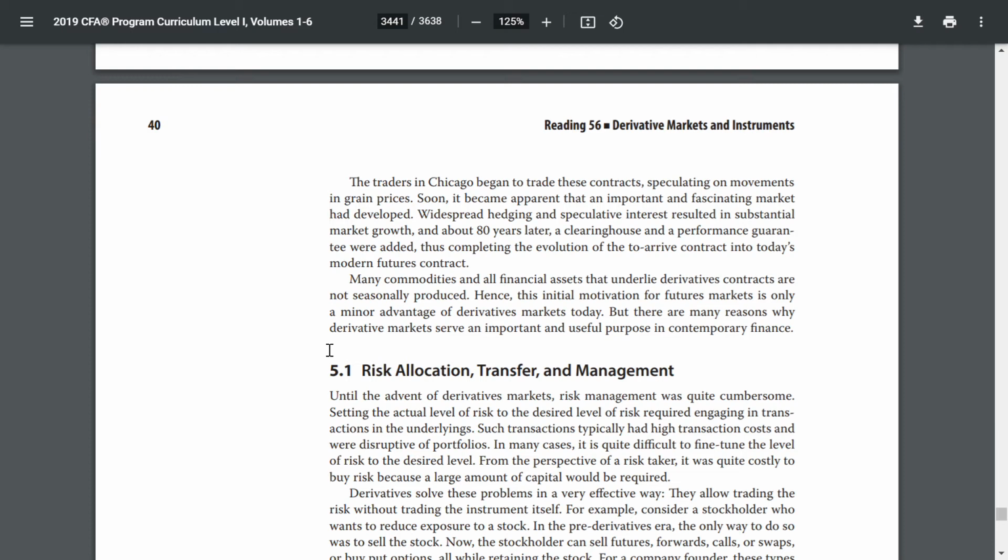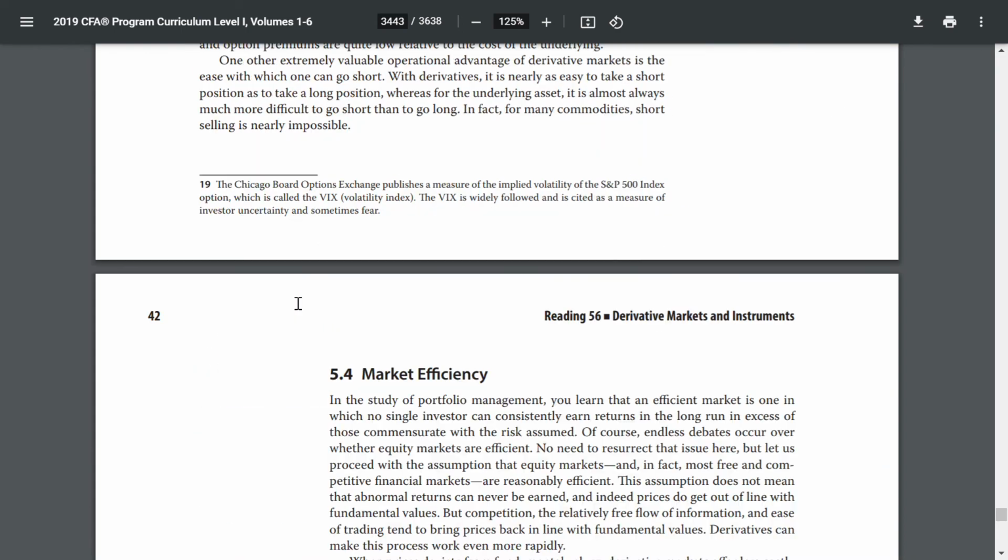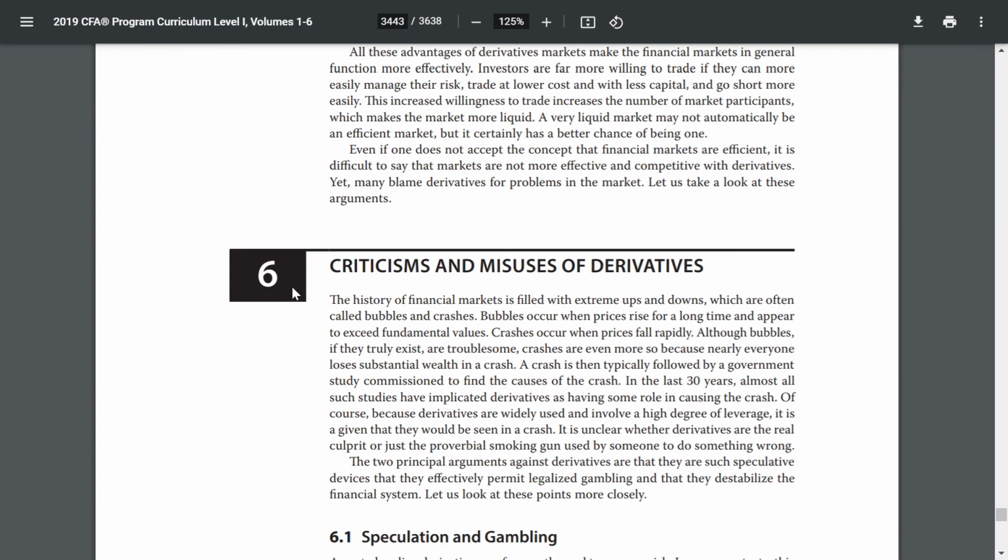Many commodities and all financial assets that underlie derivative contracts are not seasonally produced. Hence, this initial motivation for futures markets is only a minor advantage of derivative markets today. But there are many reasons why derivative markets serve an important and useful purpose in contemporary finance: risk allocation, transfer and management, information discovery, operational advantages, and market efficiency. So these are the reasons.